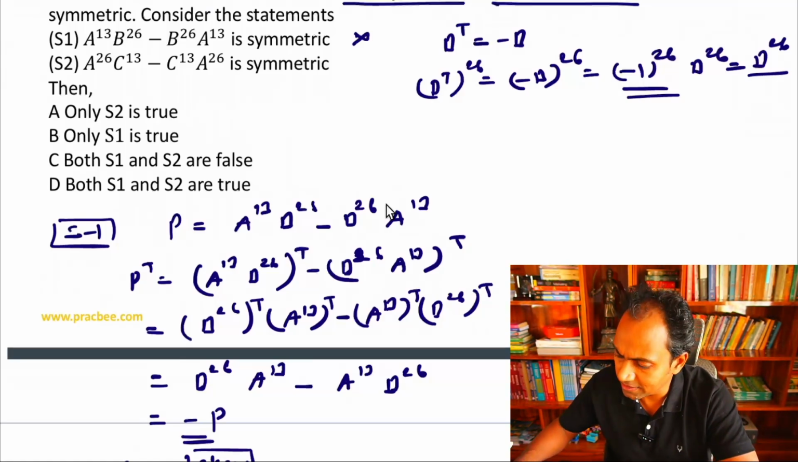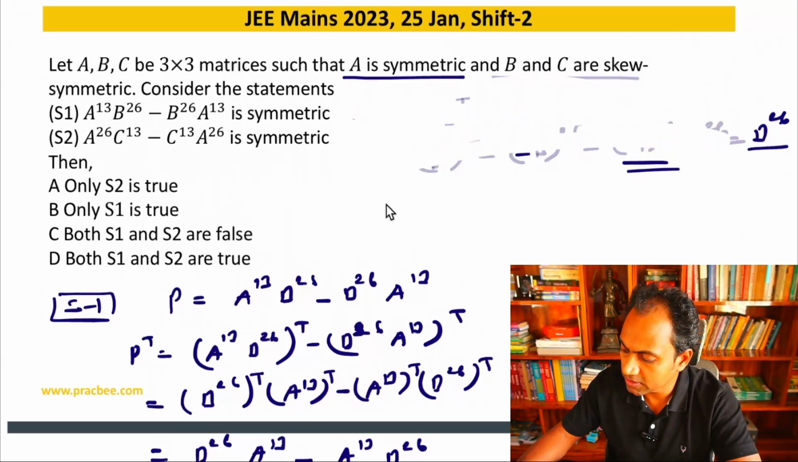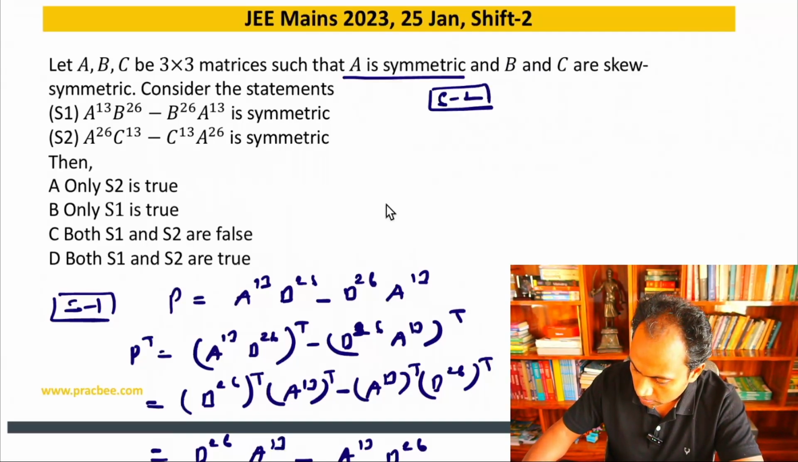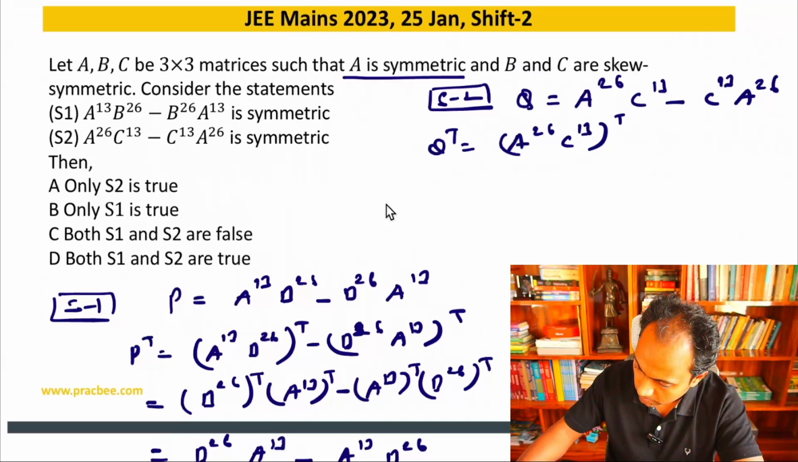What I did in statement 1 needs to be done one more time for statement 2. So in statement 2, let us say that there is a Q matrix given to us, that is A26, C13 minus C13, A26. We'll again take transpose of Q in order to check. Our transpose will get distributed over the minus sign. So C13, A26, then again transpose over it.